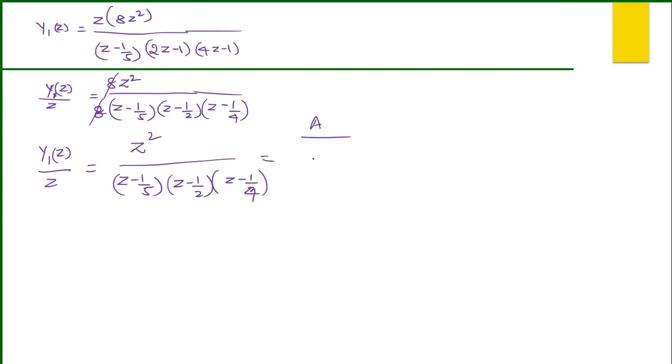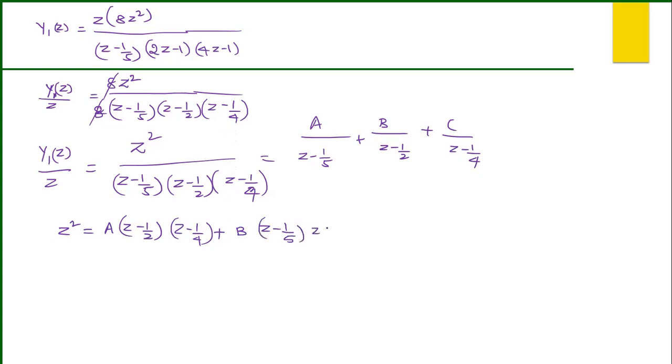Now A by (z minus 1/5) plus B by (z minus 1/2) plus C by (z minus 1/4). Now what we need to do? We need to find the A, B, C. z square is equal to A into (z minus 1/2) into (z minus 1/4) plus B into (z minus 1/5) into (z minus 1/4) plus C into (z minus 1/5) into (z minus 1/2). There are 3 poles, right? Now we need to find the A, B, C values. How to find them?